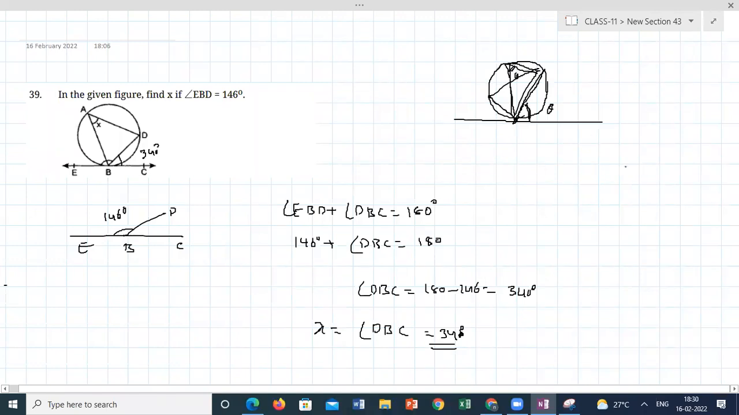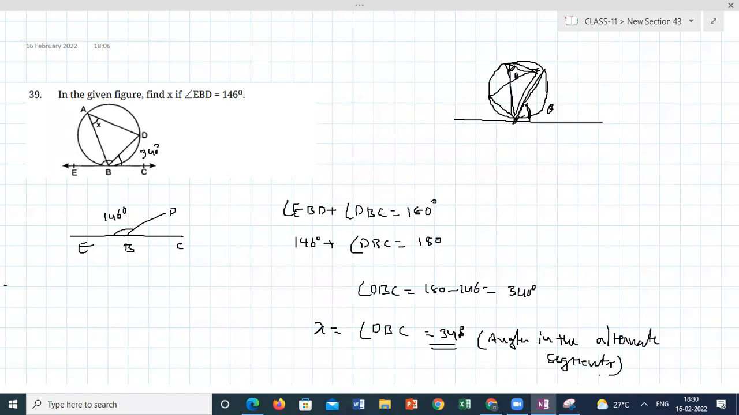You can mention here: angles in the alternate segments. Clear what I'm saying? Students, shall I go for the next question?